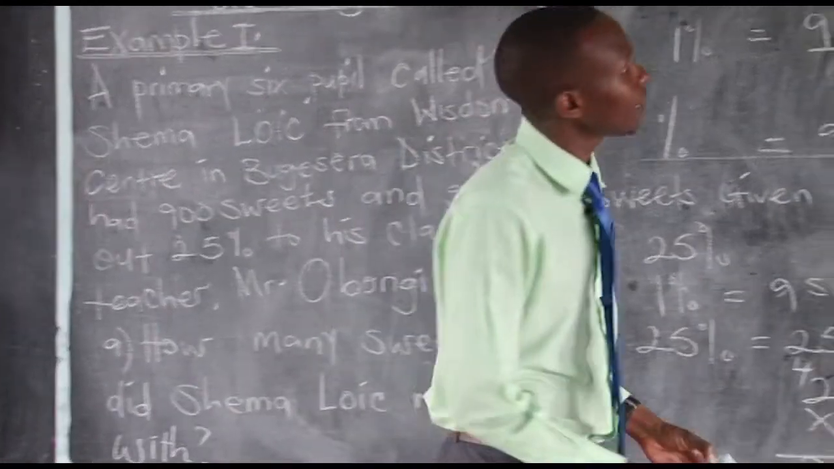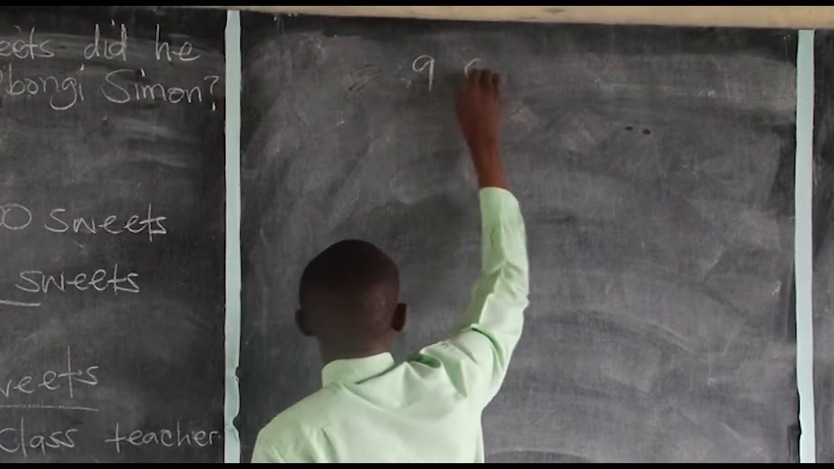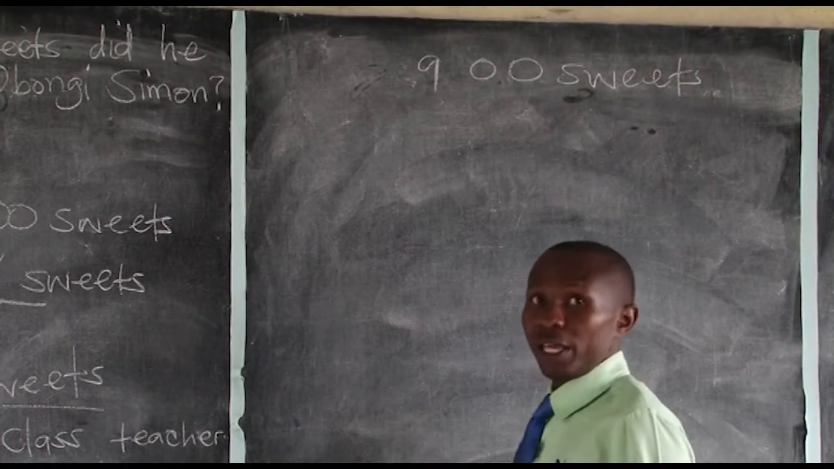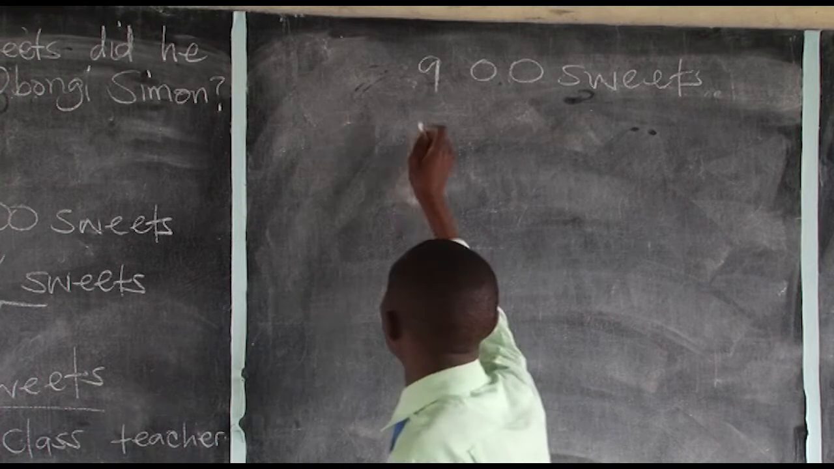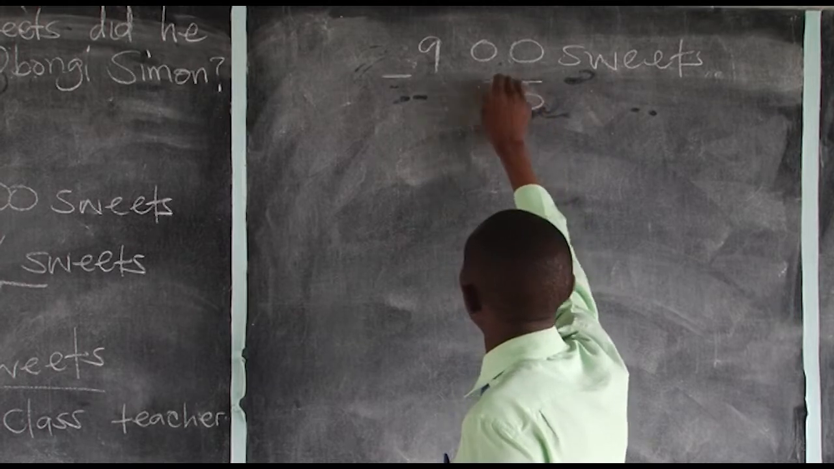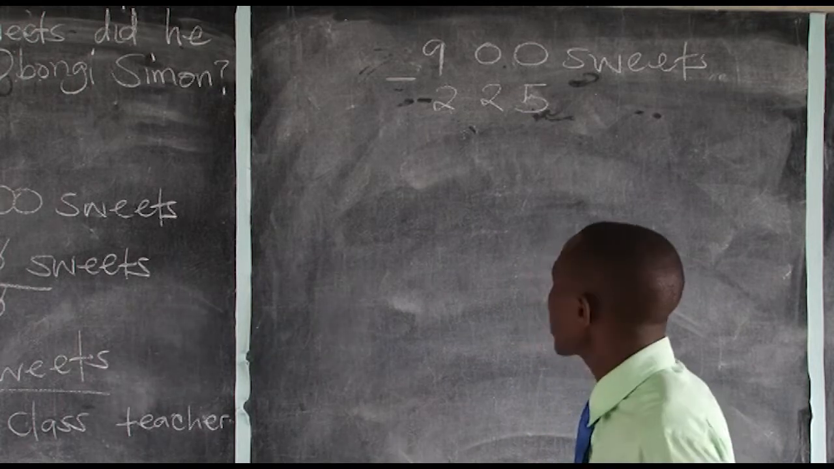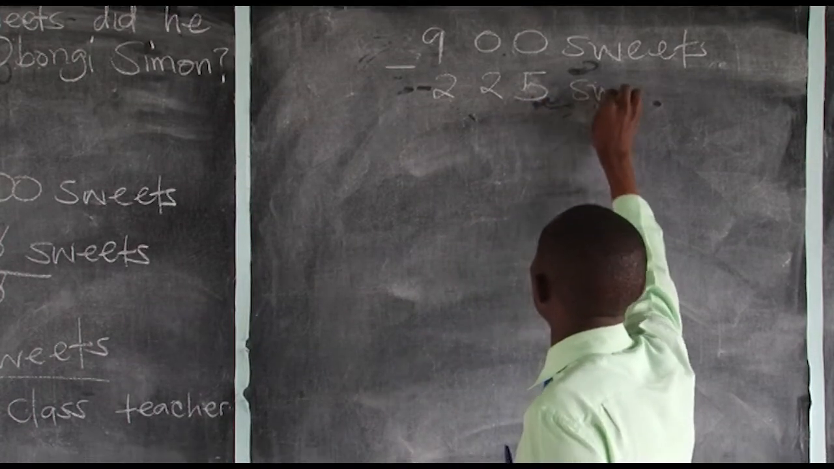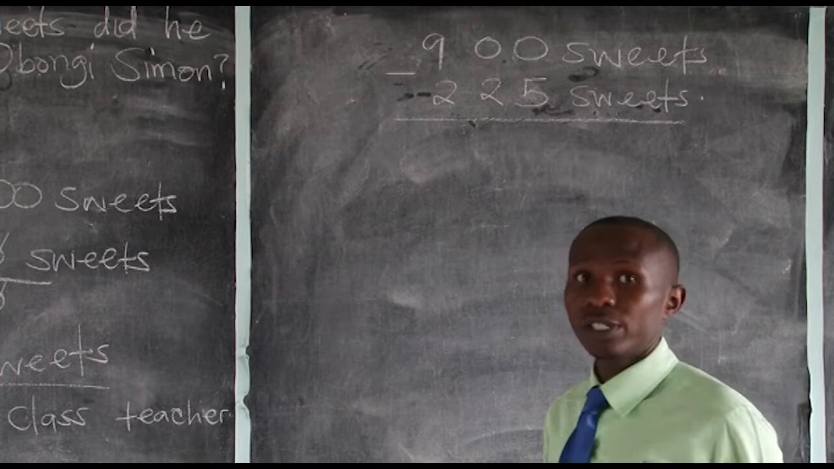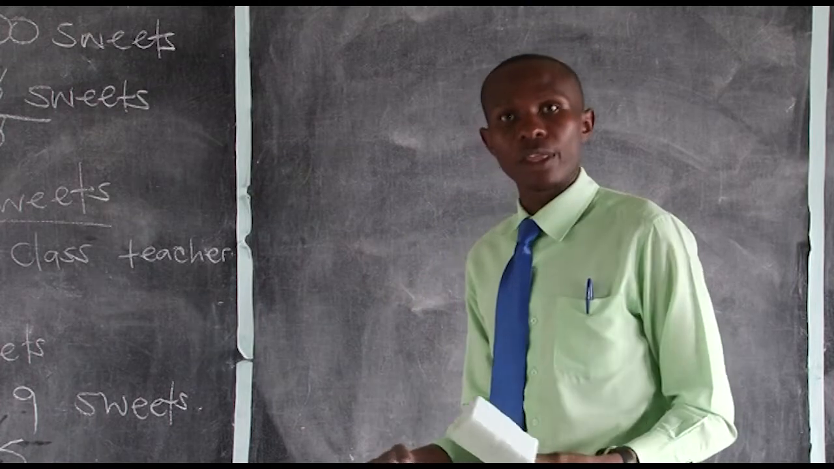So I'll just say, Shema remained with 900 sweets. These are the number of sweets he came with from home. And after there, he gave his teacher 225. When you are writing this, you consider place values. Start always from ones. These are also sweets that he gave out. After subtracting, we are going to come out with the number of sweets that Royik remained with.